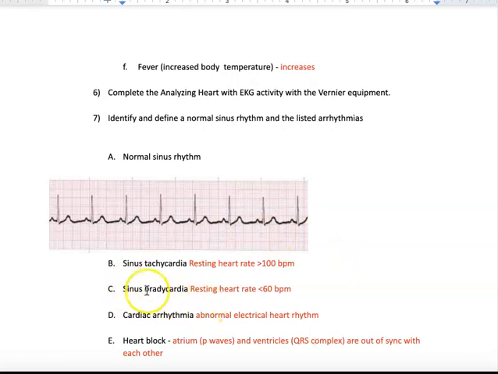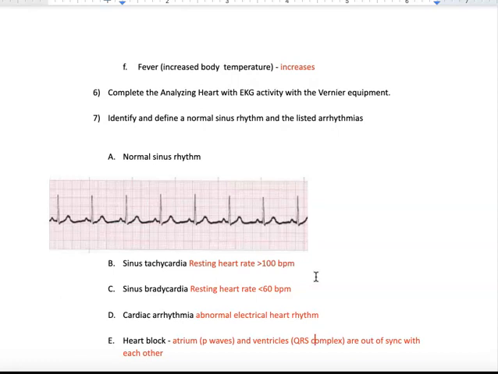Sinus bradycardia, sinus SA node is still in charge. The resting heart rate is less than 60. That's not necessarily abnormal. Highly trained aerobic athletes, we've probably talked about this, have stronger, more heart muscles, stronger contraction. They're able to pump more blood out per beat, so it doesn't need to beat as much.